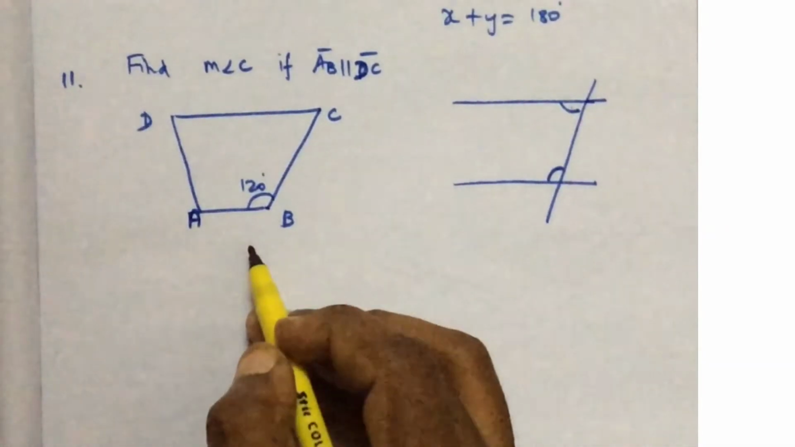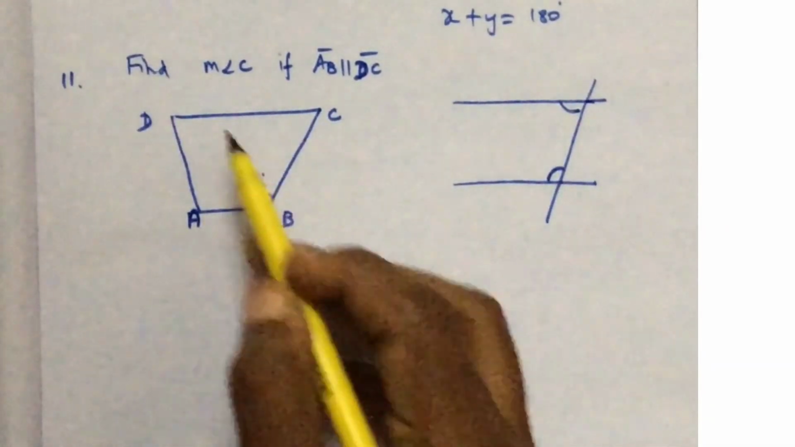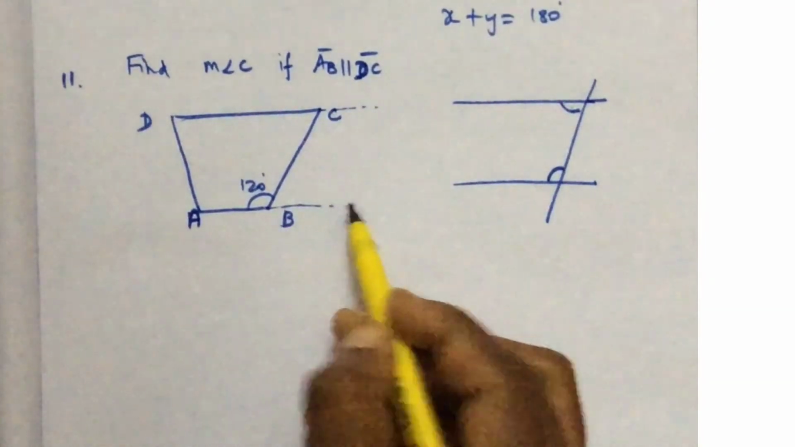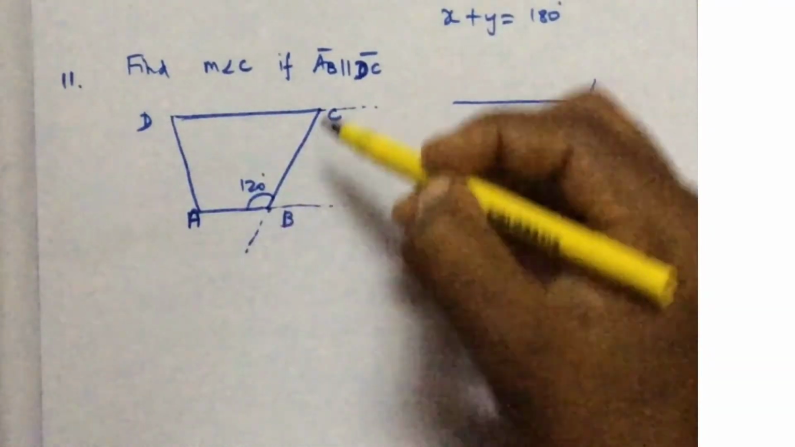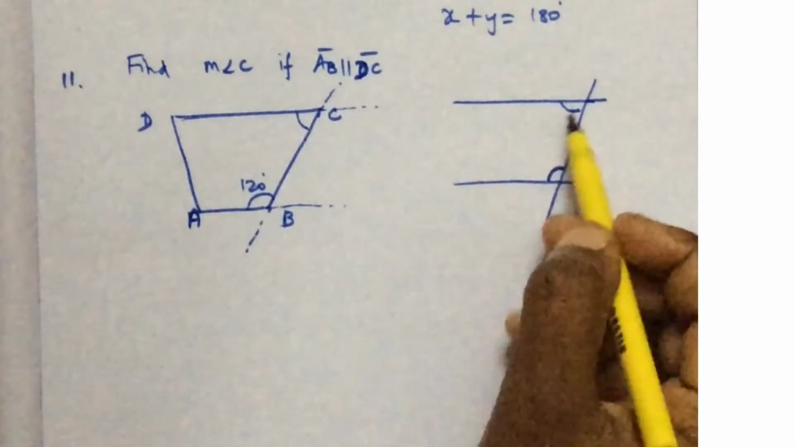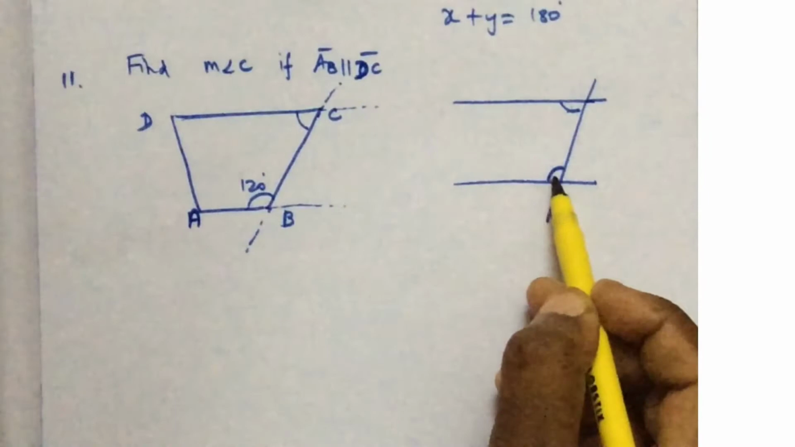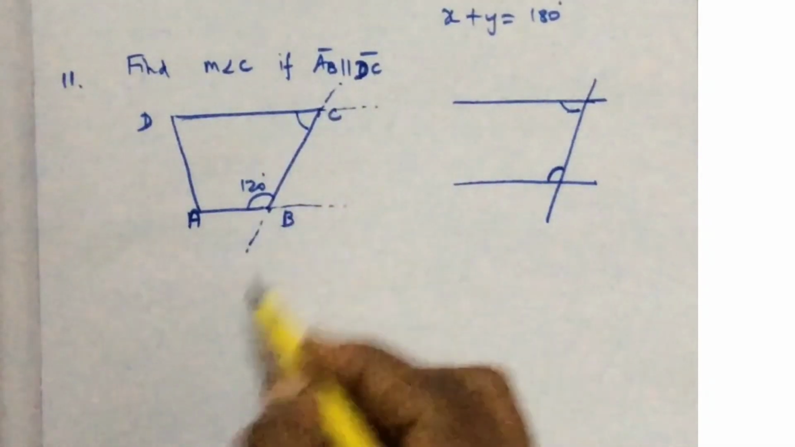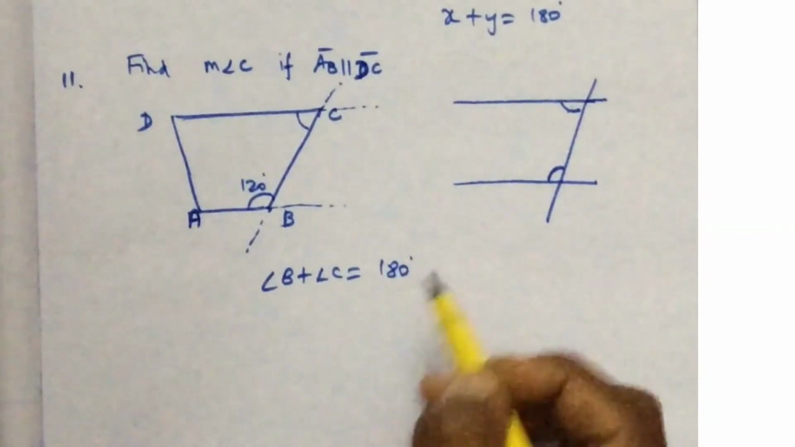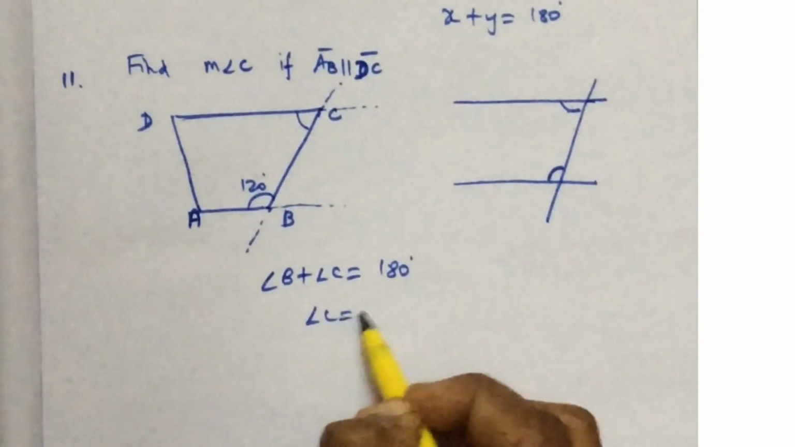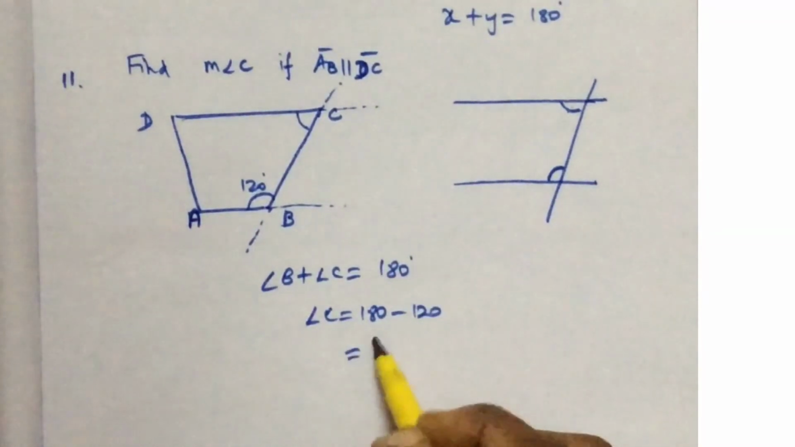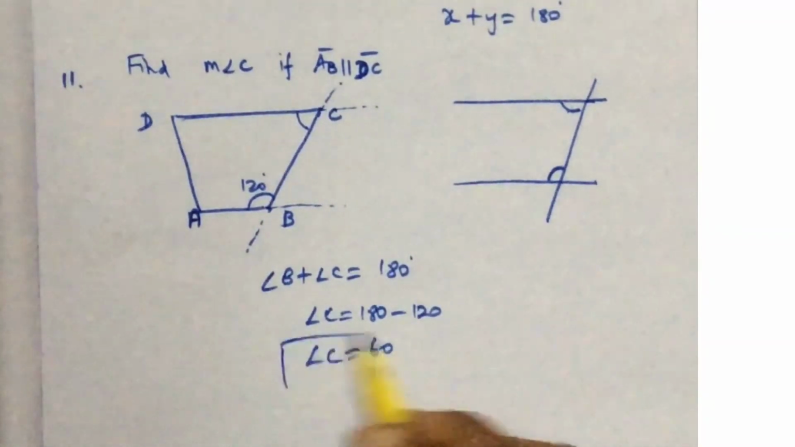Similarly here also, these are the two parallel lines. If I extend this, these are the two parallel lines and this is the transversal. So this angle is similar to this and this angle is similar to this. If you add these two, angle B plus angle C, it gives 180. So angle C equals 180 minus angle B, which is 120, that is 60. Angle C is 60 degrees.